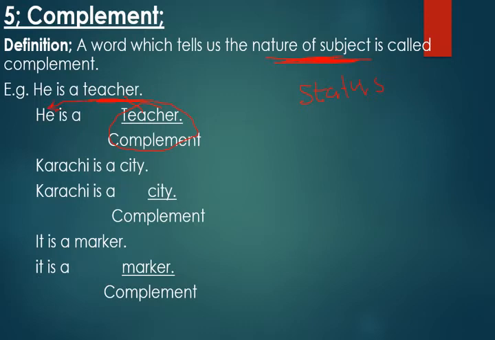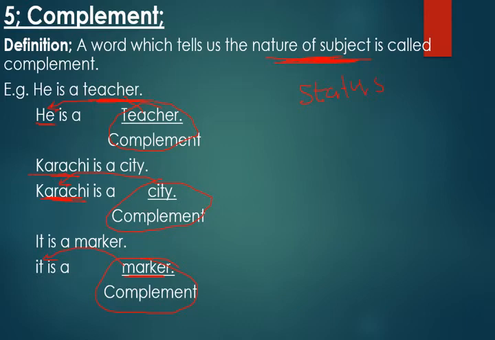In the same way, Karachi is a city. Now city is here the complement, which is telling you the status of subject Karachi. And in the third example, it is a marker. Now marker is your complement, which is telling you the status of it.